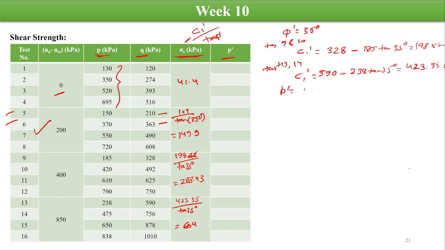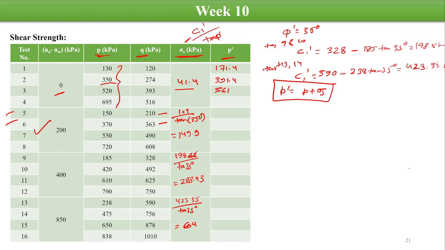So from here we can calculate the value of p dash. P dash will be nothing but p plus sigma s, the suction stress. So we can write the value of p dash as 130 plus 41.4, so it will be 171.4. Next 350 plus 41.4, so it will be 391.4, and so on.